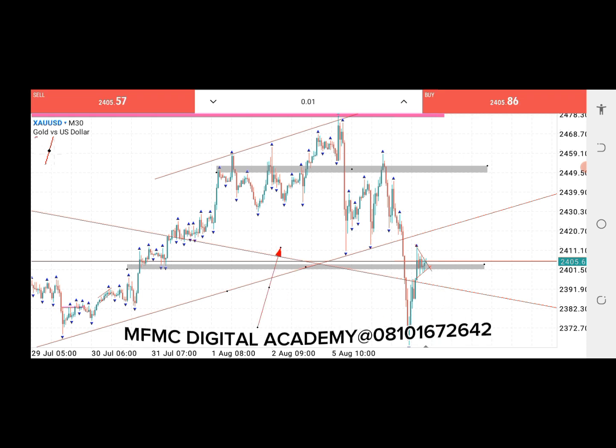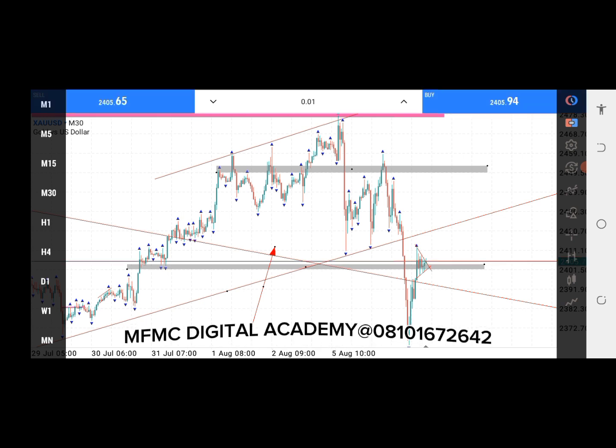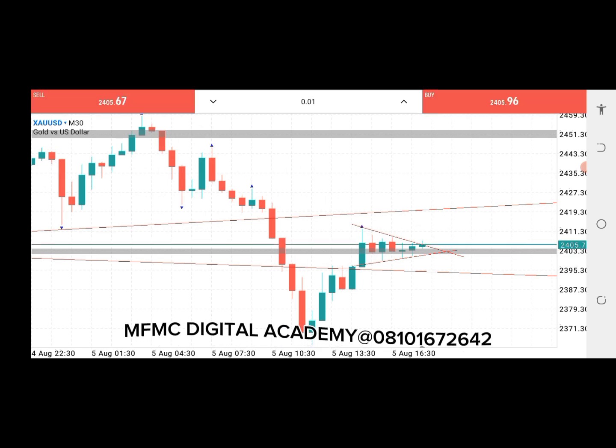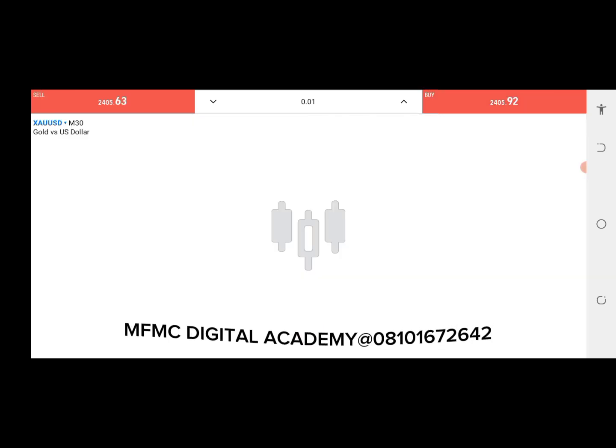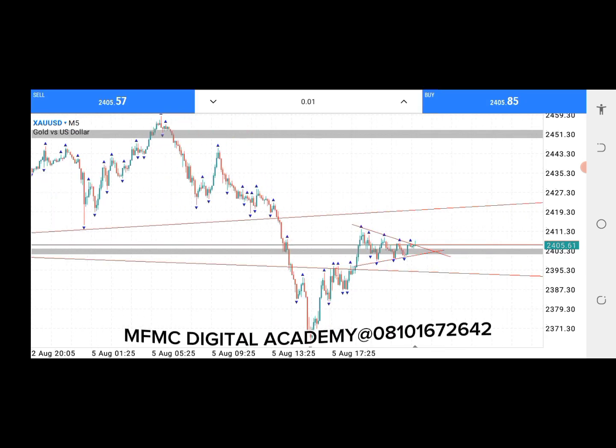So let's move to the second entry method. So the second entry method is breaking of trend line. Now this is what is called the trend line. Let me go back to 5 minutes time frame. We are not talking on time frame now, we are talking about entry strategy.